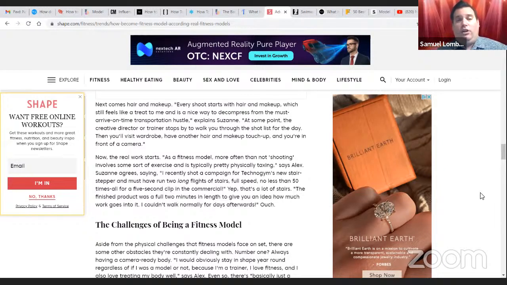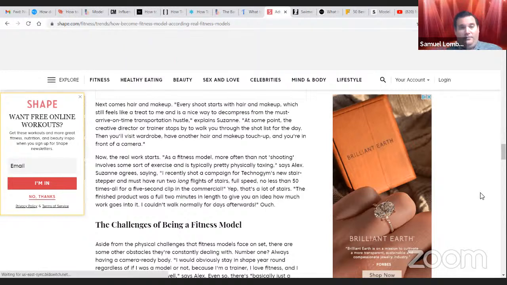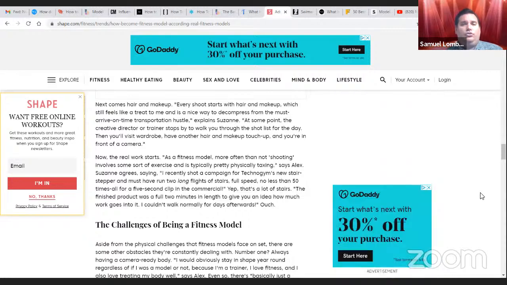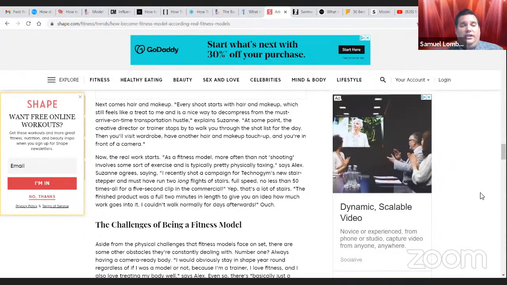Next comes hair and makeup. Every shoot starts with hair and makeup, which still feels like a treat to me, in a nice way to decompress from the must-arrive-on-time transportation hustle. At some point, the creative director or trainer stops by to walk you through the shot list for the day. Then you'll visit wardrobe, have another hair and makeup touch up, and you're in front of a camera. That's basically how it will be when you're on set.